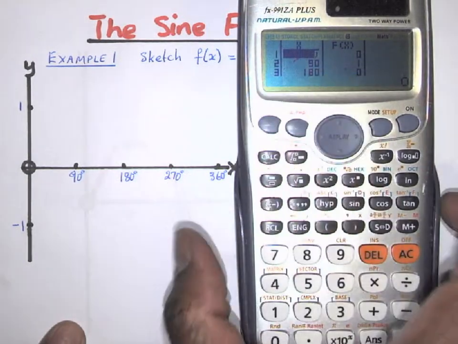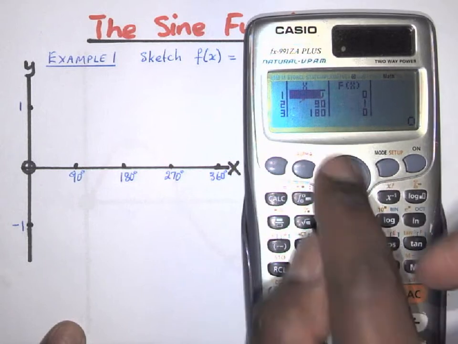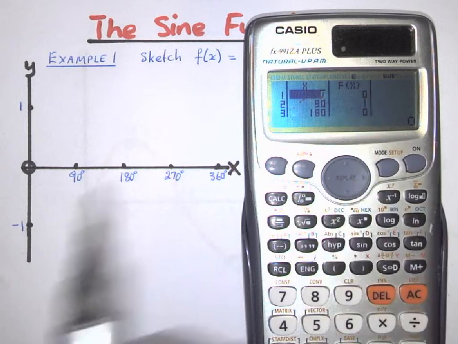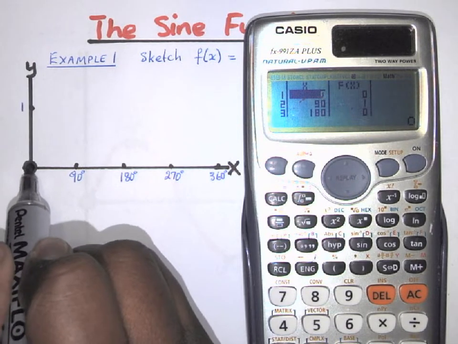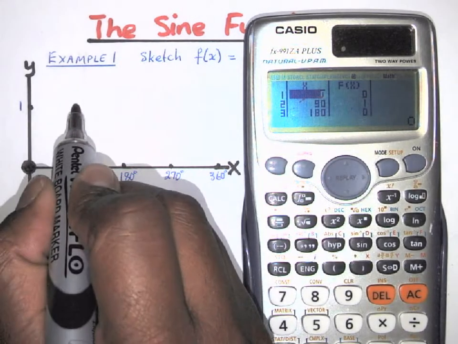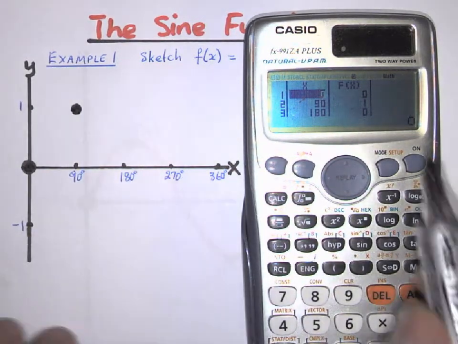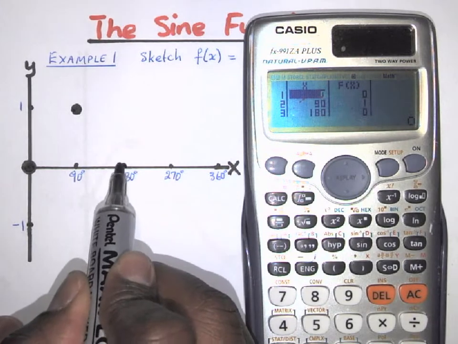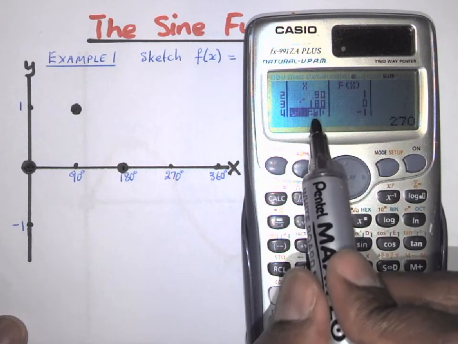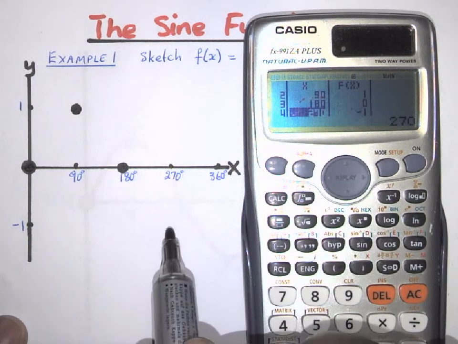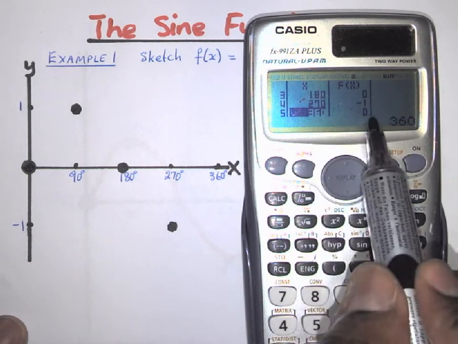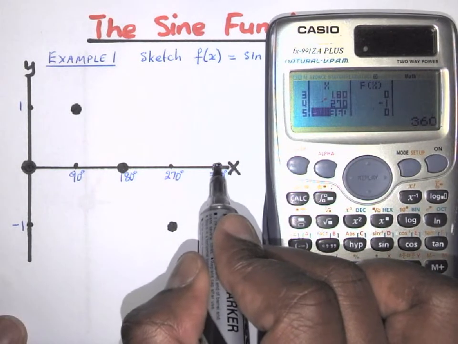Now it gives me the values, meaning it's giving me the points. The first point is 0 to 0. When x is 0, y is 0, and that is the point over here. The next point is 90 to 1. The next point is 180 to 0. Now I need to scroll down so that I can see other points. The next one is 270 to minus 1. Then the last one is 360 to 0.